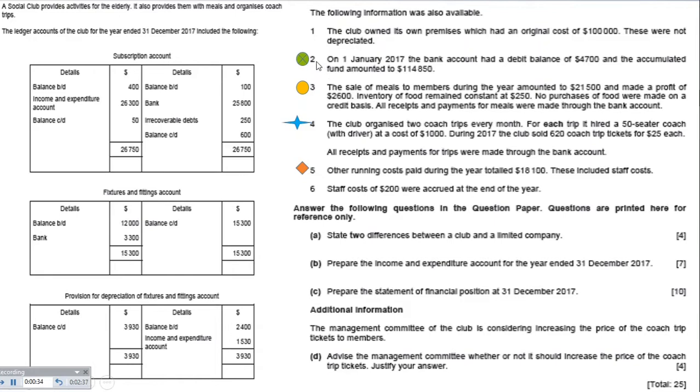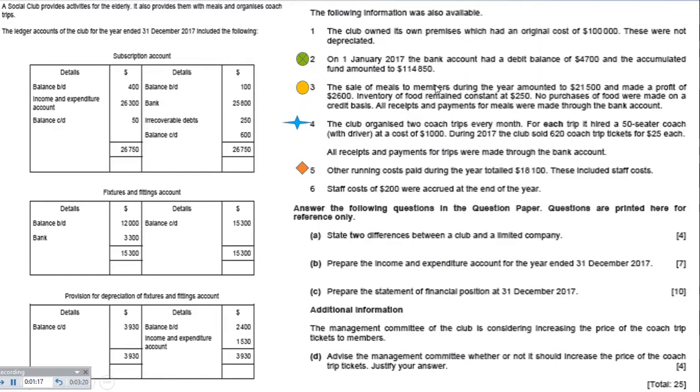Let's have a look here at number 2. On 1 January 2017, that's the beginning of the year. How do you know it's the beginning? If you read the question, the ledger accounts of the club are for the year ended 31 December 2017. If the year end is 31 December 2017, obviously 1 January 2017 will be your opening. On 1 January 2017, the bank account had a debit balance of 4,700, and the accumulated fund amounted to $114,850. That's your opening accumulated fund. It means you do not need to prepare the statement of affairs, so our step 1 is complete.